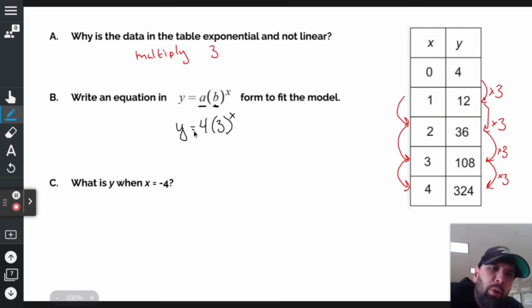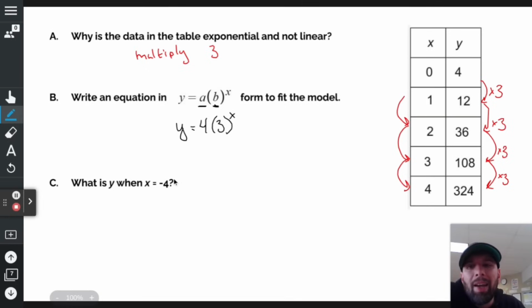And if you're a little paranoid, like, well, how do I know it's 4 and not 12? Just test it out. If I plug in 0, I get 3 to the 0th, which is 1. 1 times 4 is 4. If I plug in 1, I get 3 to the first. 3 times 4 is 12. I did it right.